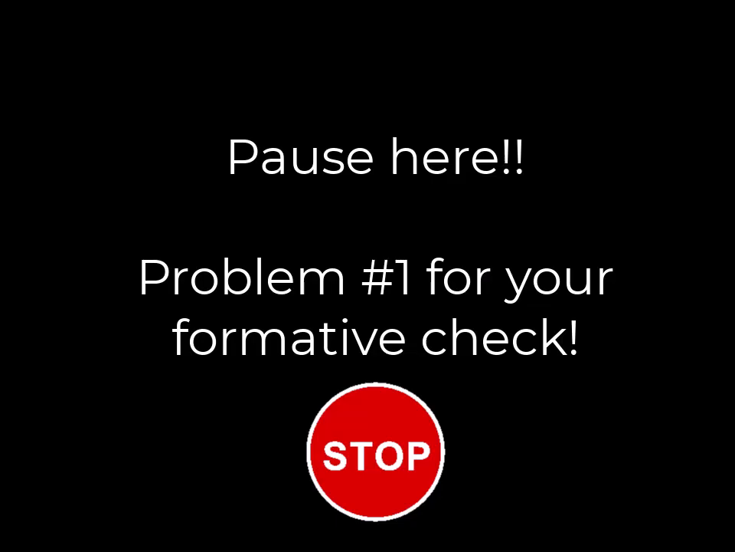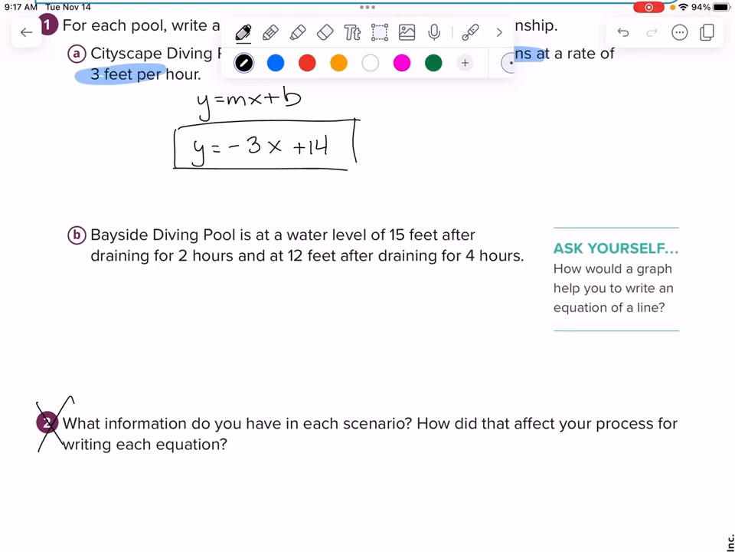And then this next one, might have to simplify here. Bayside diving pools is at a water level of 15 feet after 2 hours, and 12 feet after 4 hours. So a water level of 14 feet or 2 hours. Okay, so this is slightly different.